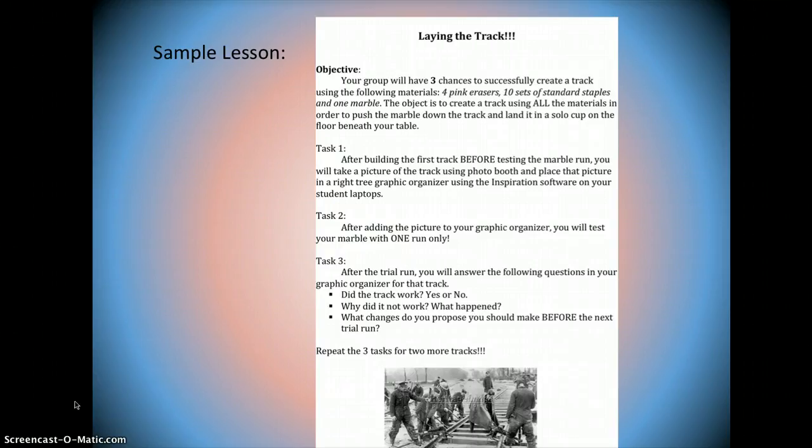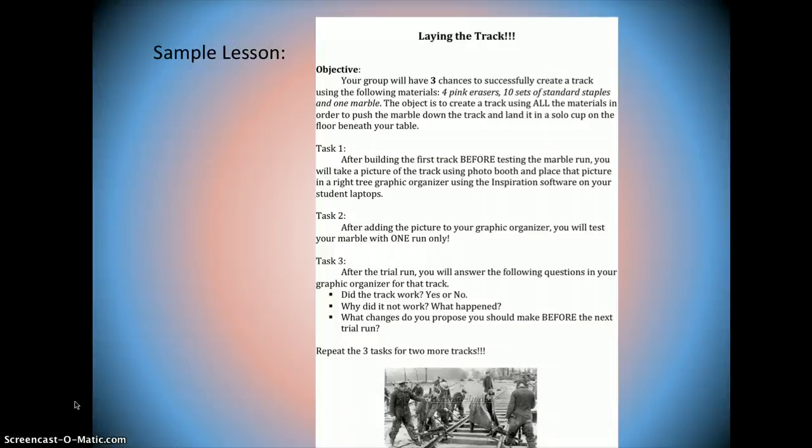In this, students have to plan, conduct, and judge an experiment to try to successfully use 4 pink standard erasers, 10 sets of standard staples, and a marble. And they are to design a track that they can roll their marble down to successfully land in a solo cup placed on the floor beneath the table. They were also given 2 textbooks in case they wanted to prop the legs of the table. The students had 3 chances to try to make a successful run.